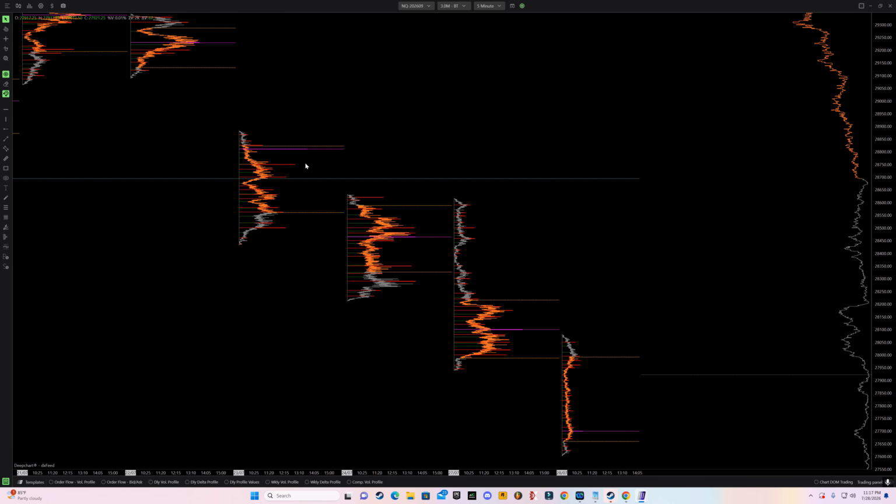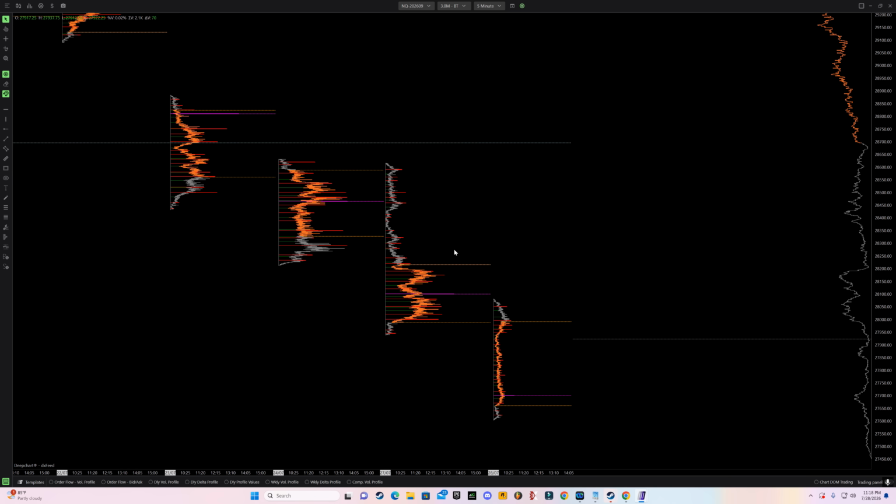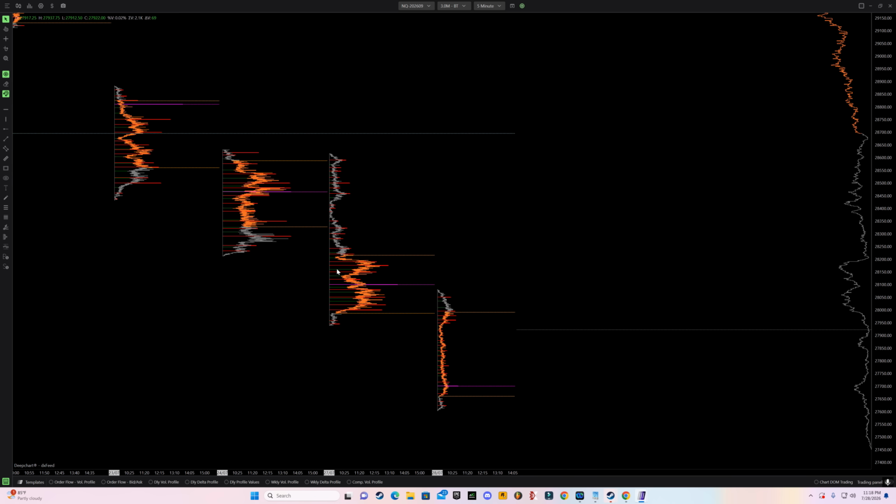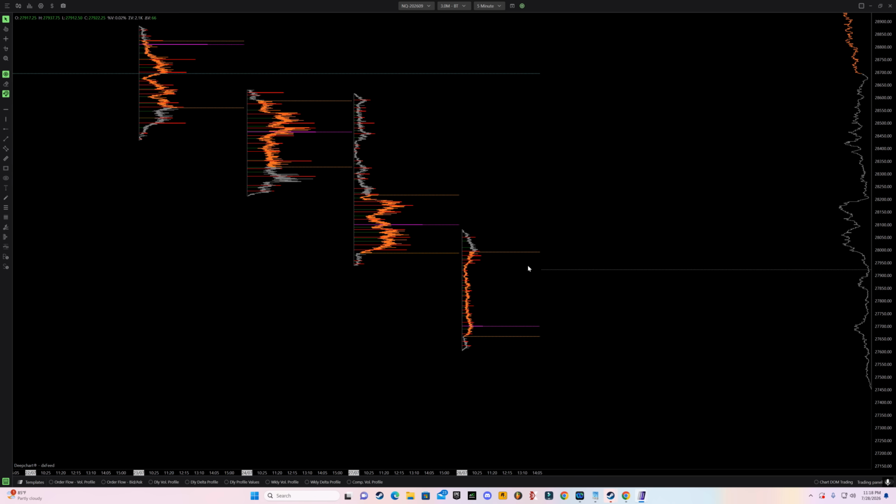So the value is constantly shifting lower. Over here, we have the value, then we have value shifting lower. The point of control goes lower. The value area high and value area low go lower. On Monday, we had value shifting lower, and on top of that, we have a B-shaped volume profile.